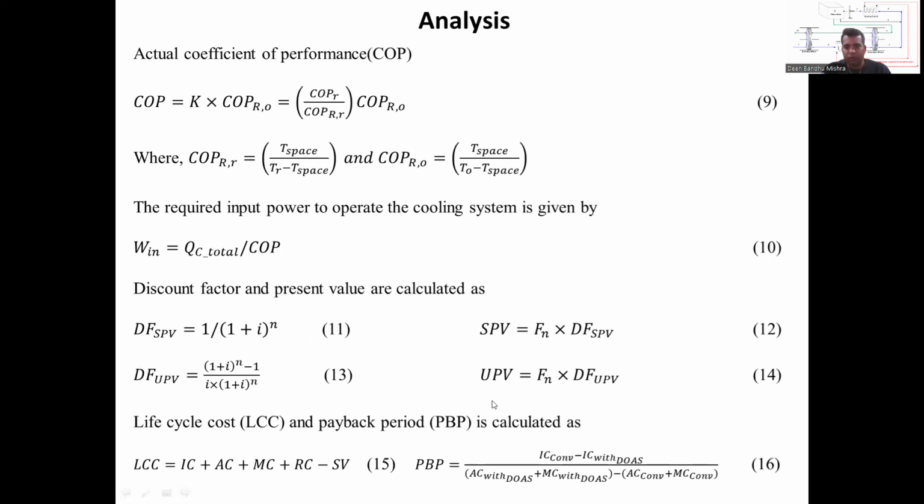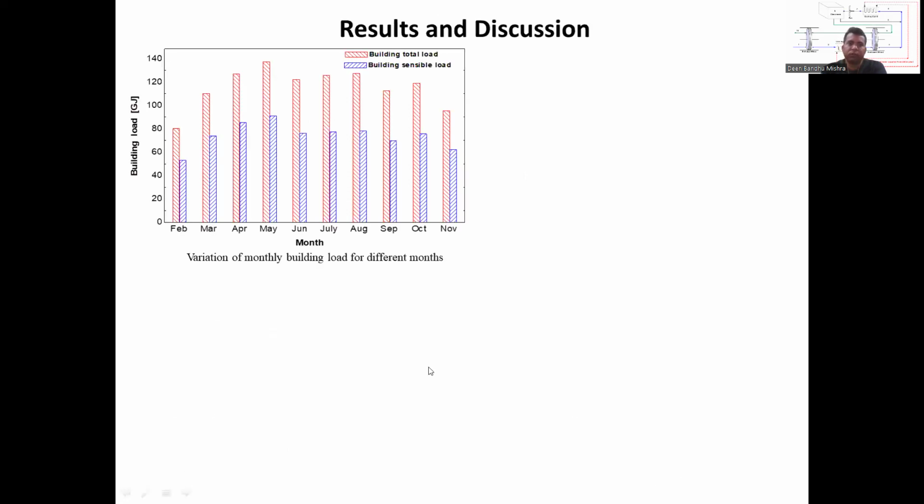Payback period is calculated as the difference between the initial supply and installation cost of the conventional system and the system with the energy recovery system, divided by the difference in the sum of operating and maintenance cost of the conventional system and the sum of operating and maintenance cost with the dedicated outdoor air system.